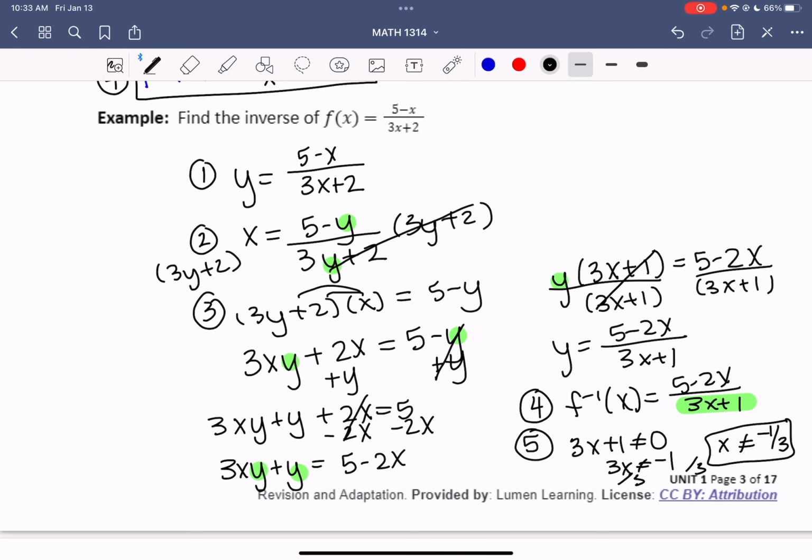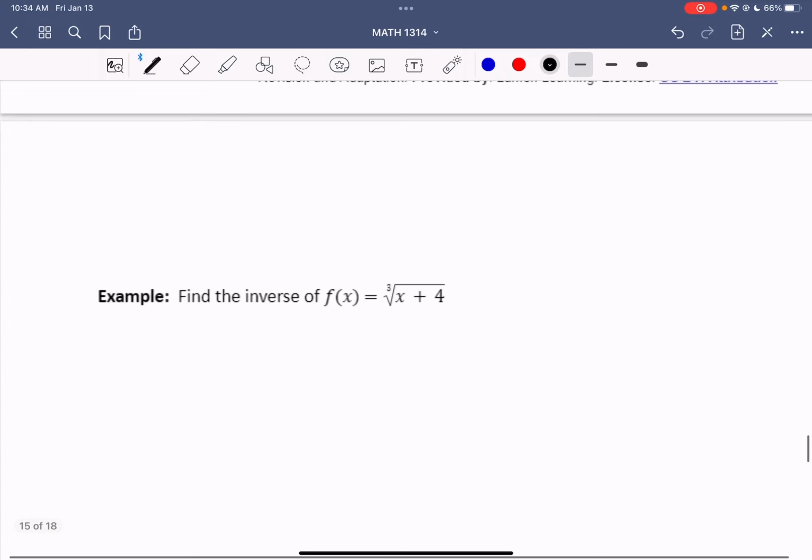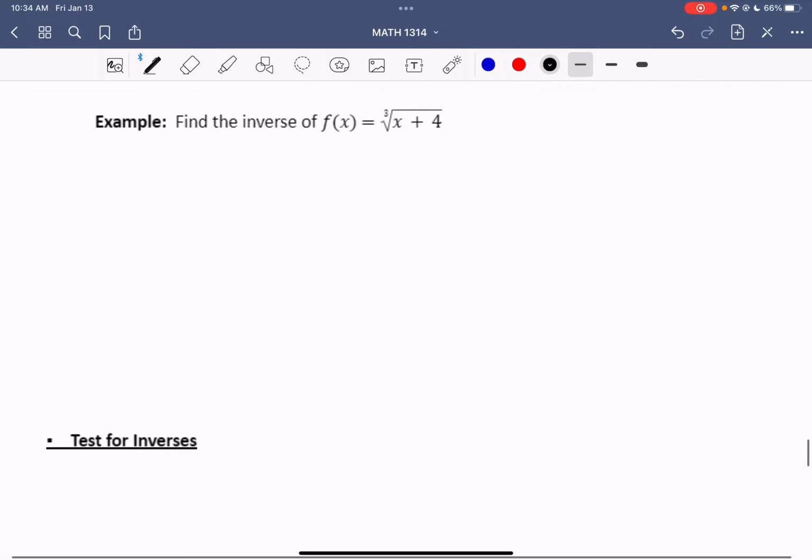Now, don't drop my class. Don't quit. It was a little bit harder process on these two. Let's do another example, and it has a little bit less complicated issues going on with the inverse. Here's the next one. It says find the inverse of f of x equal to the cube root of x plus 4. Again, I'm going to keep numbering my steps so you can follow along.